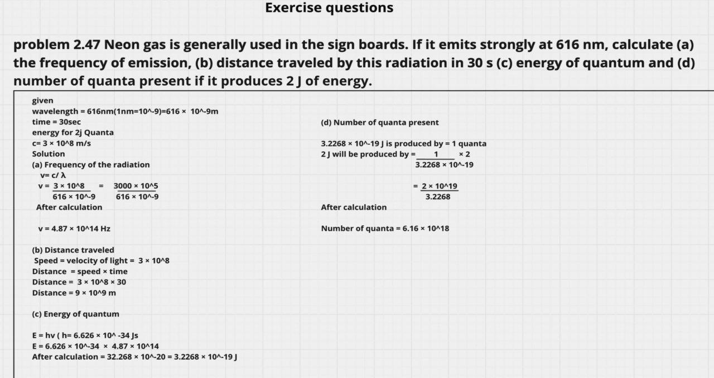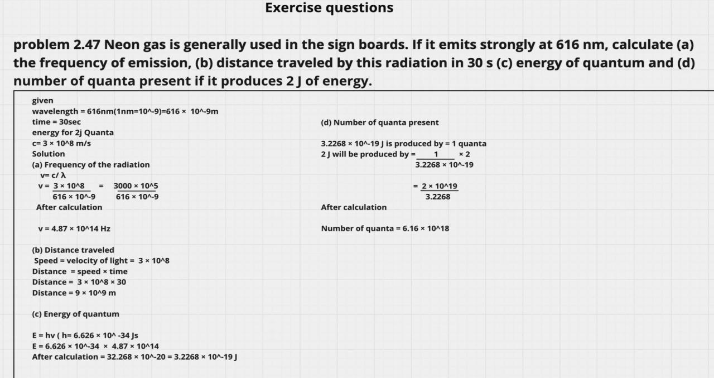Solution. A. Frequency of the radiation. Frequency equals speed of light divided by wavelength. Frequency is equal to 3 times 10^8 divided by 616 times 10^-9. After calculation, frequency is equal to 4.87 times 10^14 Hz.